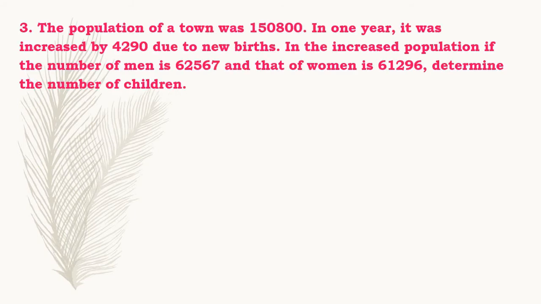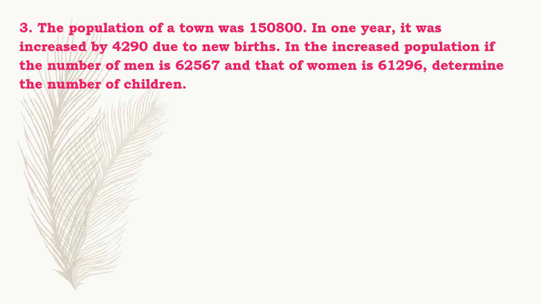Next question. The population of a town was 1,50,800. In 1 year, it increased by 4,290 due to new births. In the increased population, if the number of men is 62,567 and that of women is 61,296, determine the number of children.